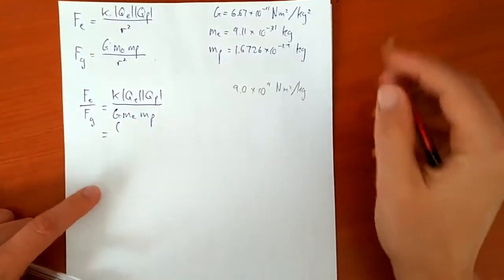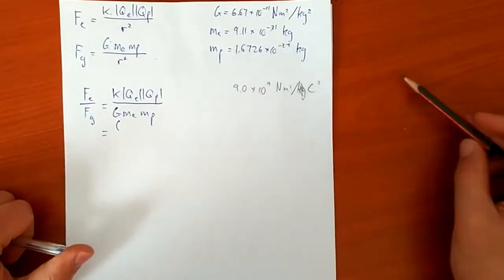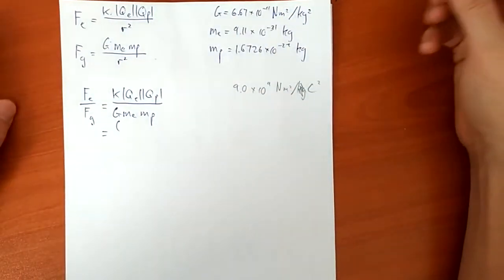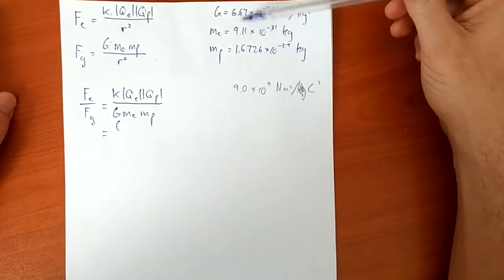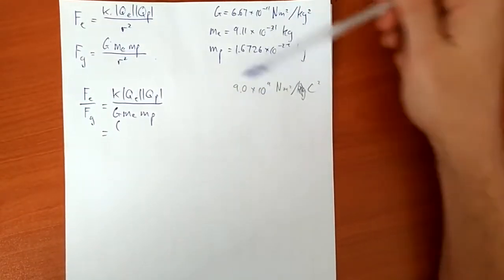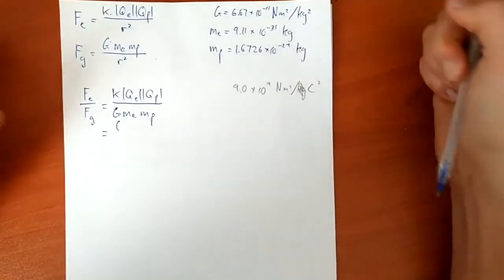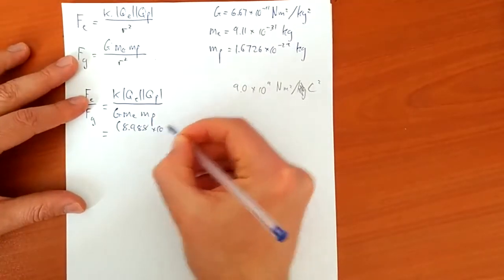No, not kilogram squared, of course, Coulomb squared. Now, I'm not going to substitute this value in this case. Why not? Well, because the values that I looked up have more than two significant figures. This one has 3, this one 3, this one has 5 significant figures. So I'm not going to use the old k with just 2 significant figures. I'm going to use the more accurate one, 8.988 times 10 to the 9.